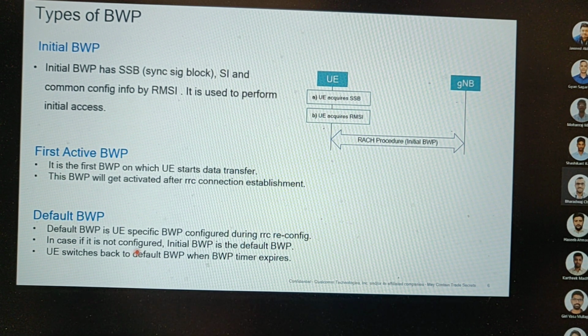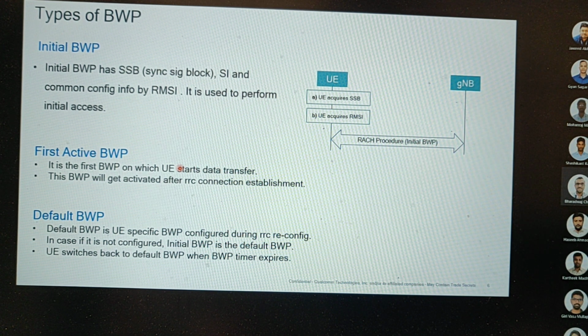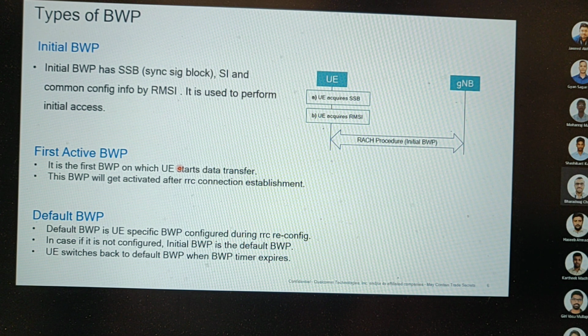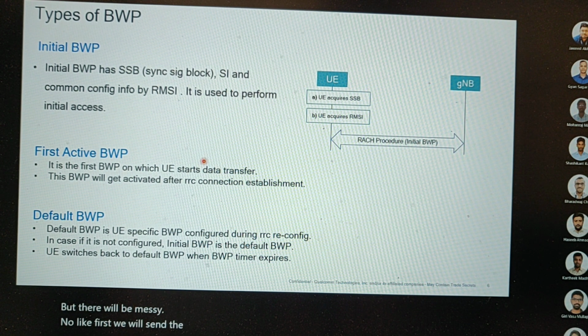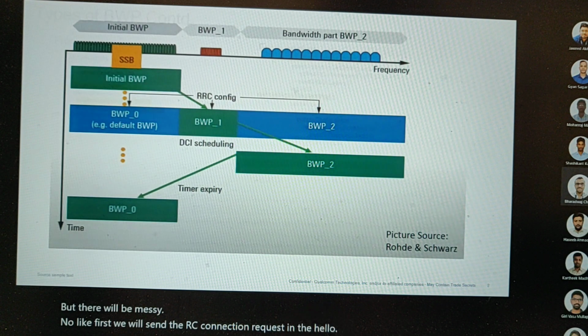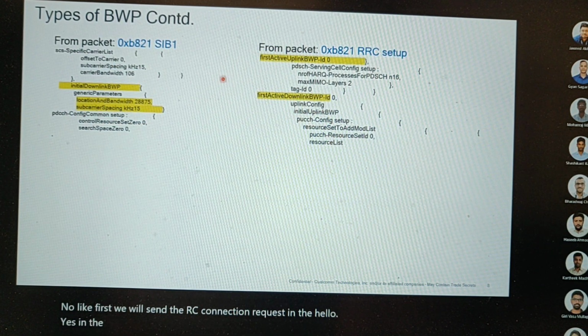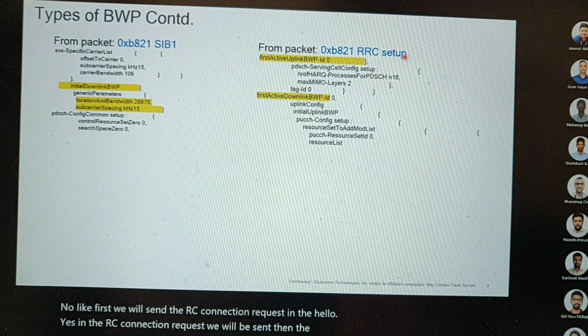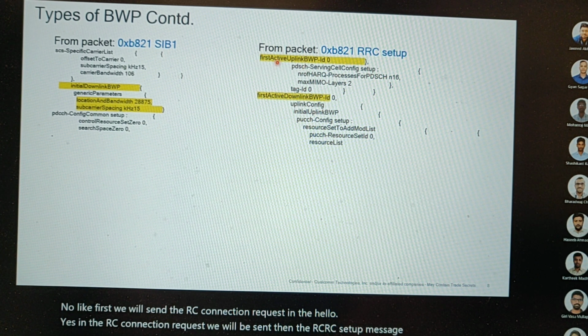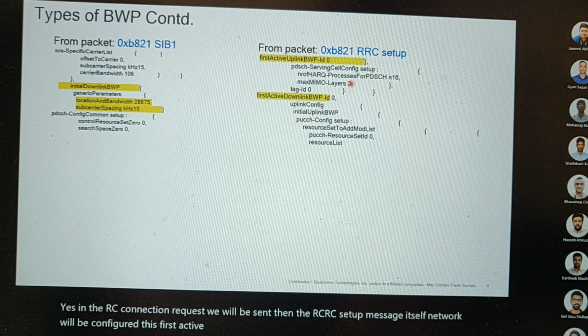Okay. Yes. And then, in order to move from the initial BWP to the first active BWP, will there be communication from the network to the UE? Or after successful reception of RRC connection setup, will the UE start sending setup complete and the subsequent messages or data transfer on the active BWP? No, first the UE will send the RRC connection request. Then in the RRC setup message itself, the network will configure this first active BWP and send it to the UE.